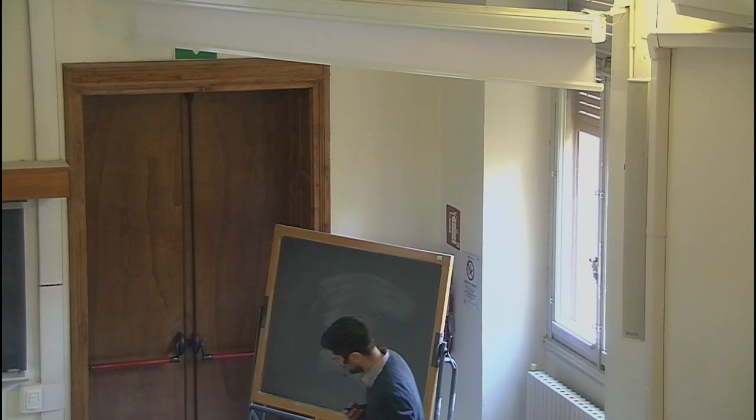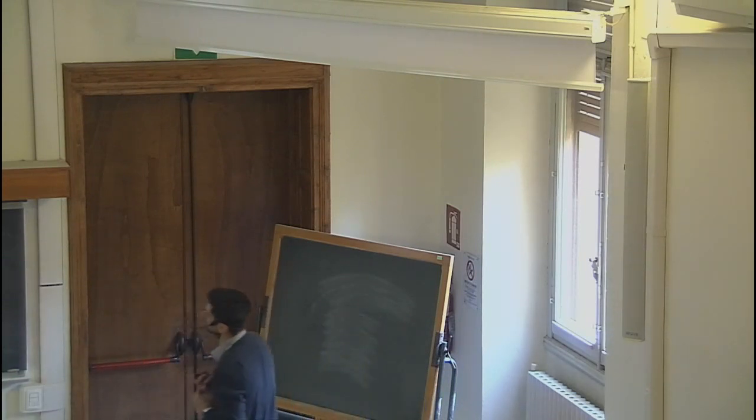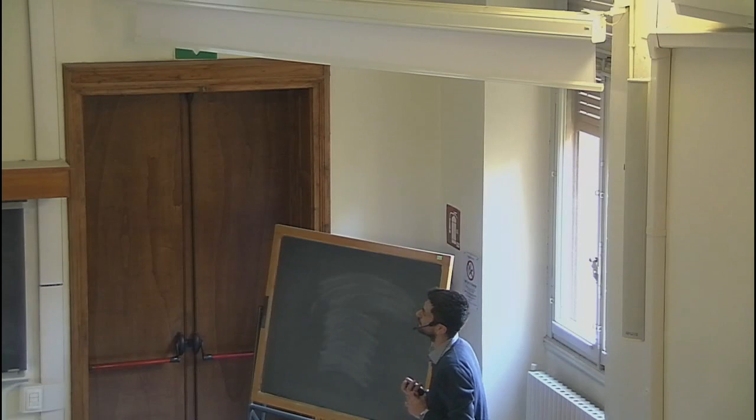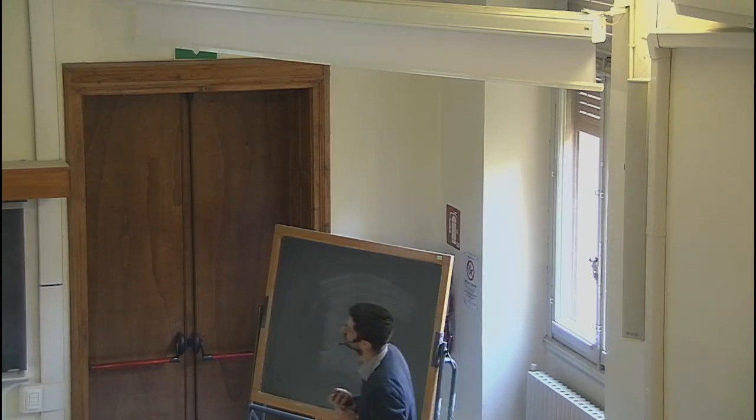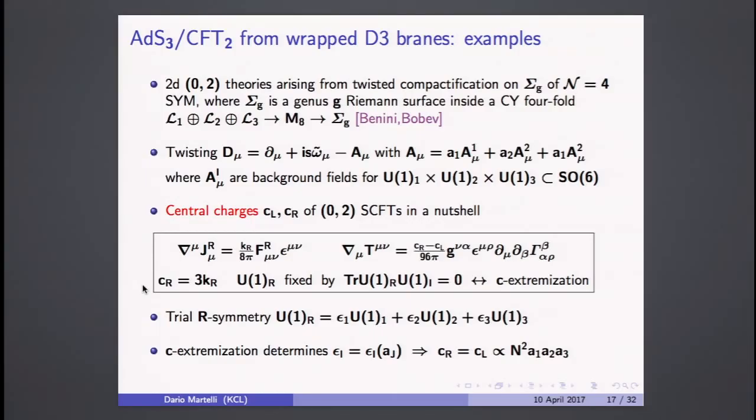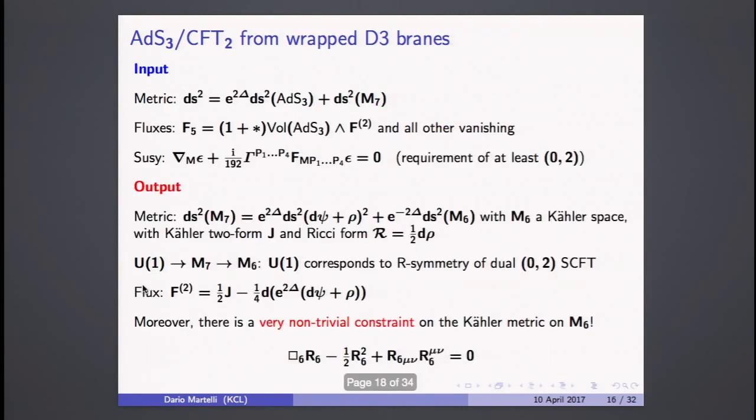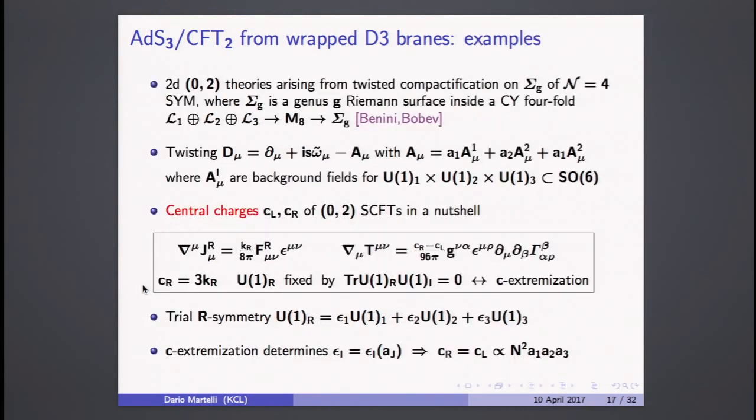I should speed up a bit because otherwise I won't have time, since there were a few questions. The next example, which I'm going to go through quickly, an example of a solution to those equations, was provided by Benini and Bobev, and they constructed, on one hand, some supergravity solutions that solved this nasty equation here. They did it in a different way, incidentally, but still, they must solve this equation. And on the other hand, they constructed the field theory dual, the two-dimensional field theory dual.